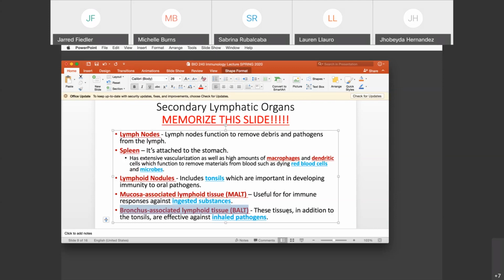All right, so that's basically it. Is everyone clear on these different organs? This is pretty concise and to the point. There's no dilly-dally here. Okay, great.